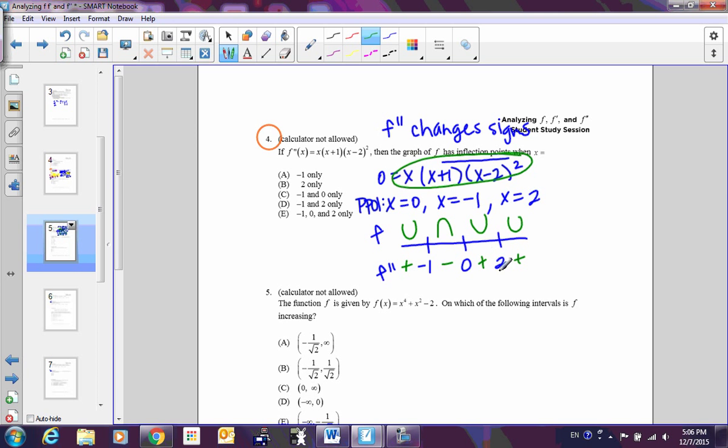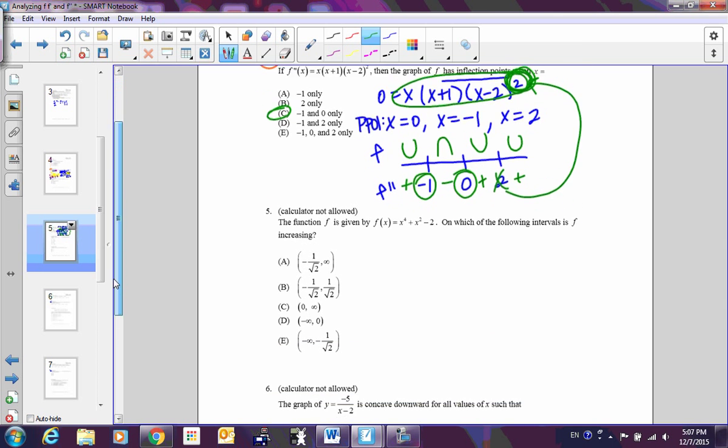So there was no change around 2. So that means that 2 is not a point of inflection. 0 is, and negative 1 is. So my answer is C. The reason why 2 ended up not being a point of inflection was because what gave me 2 was taken to an even power.